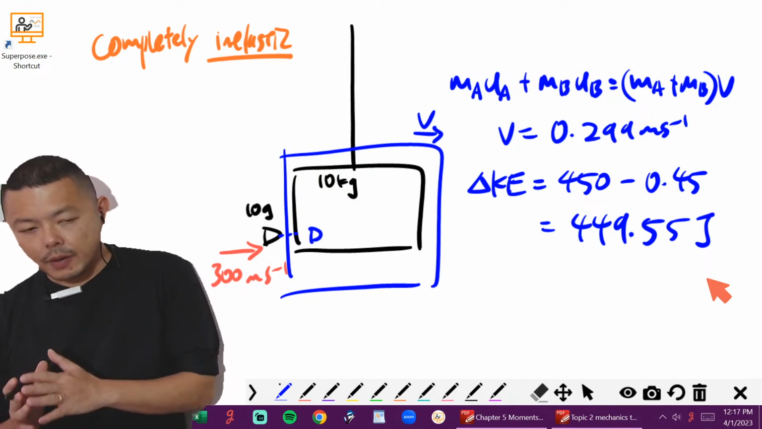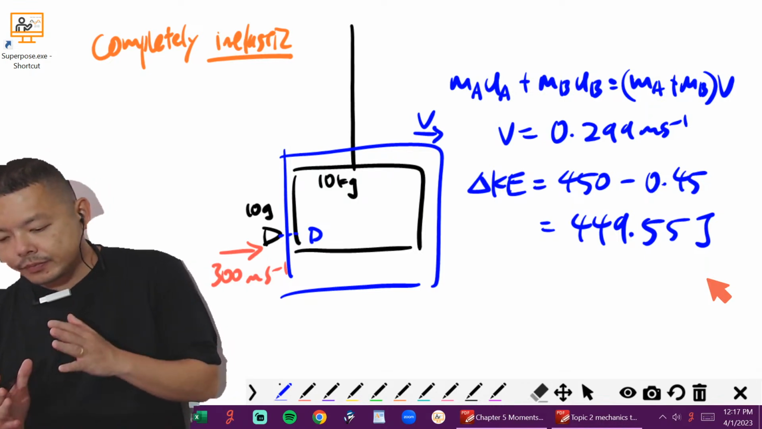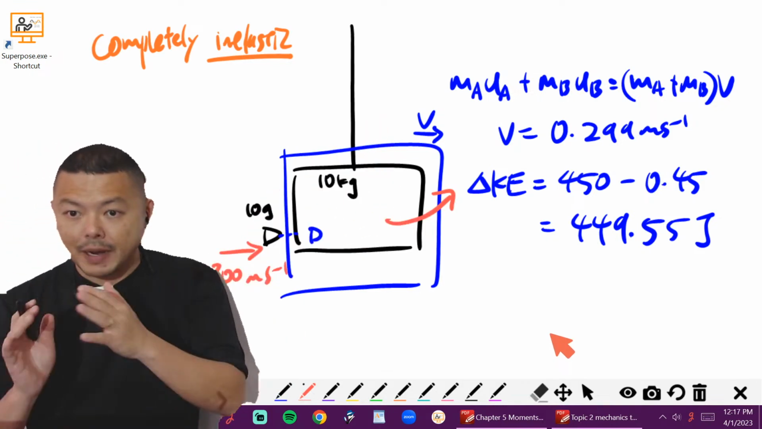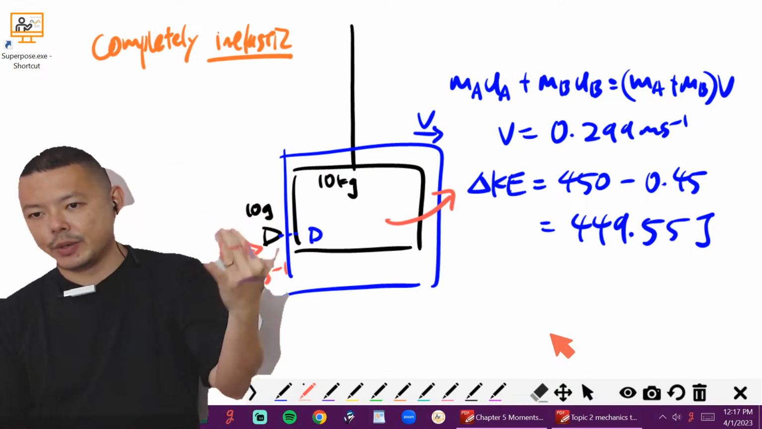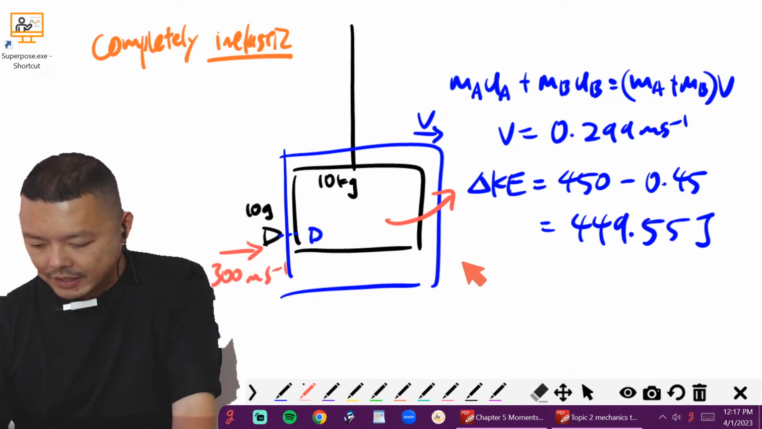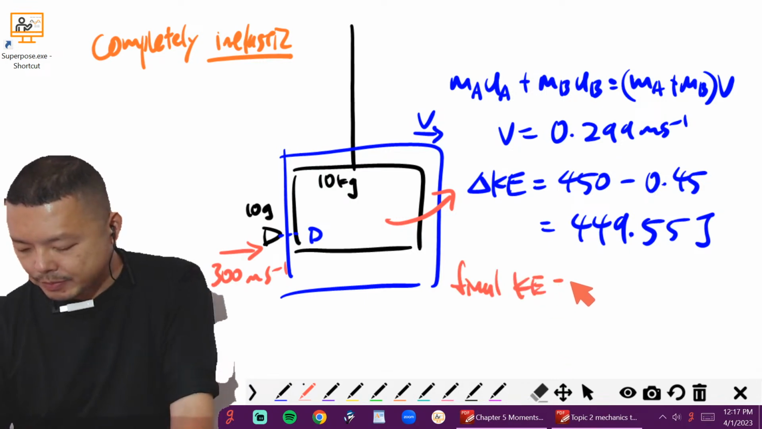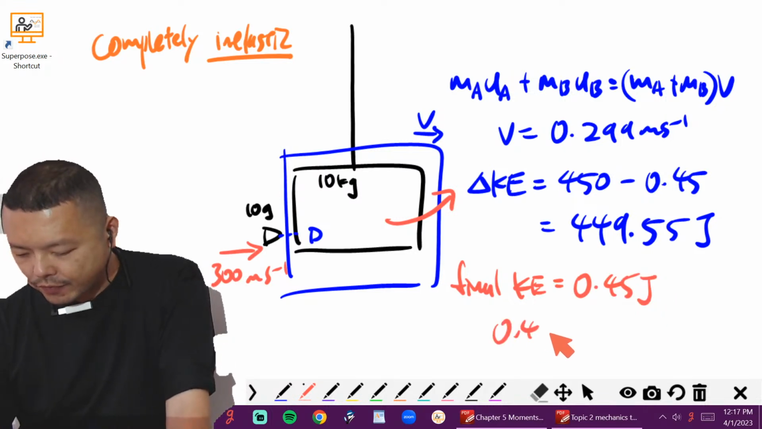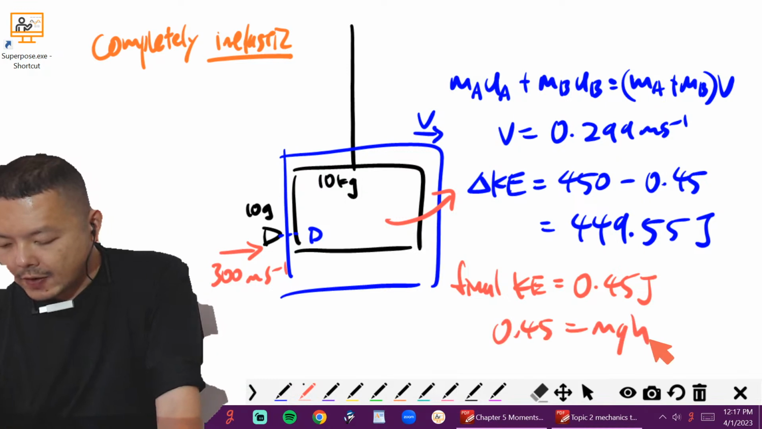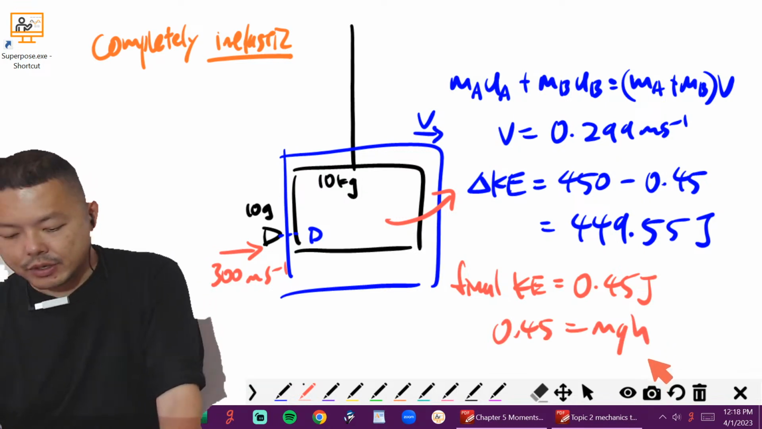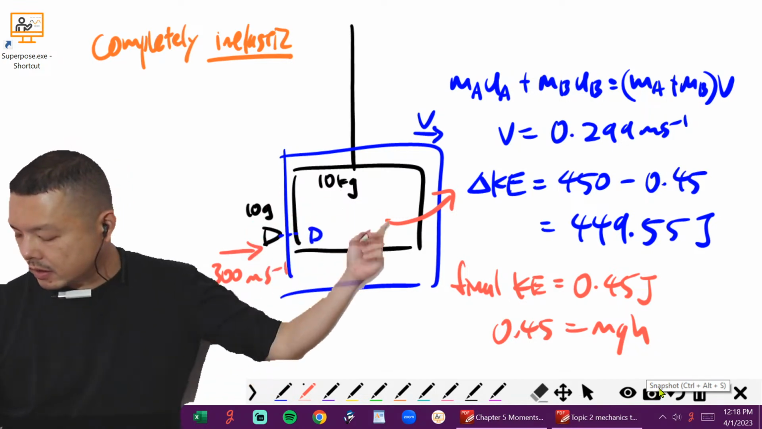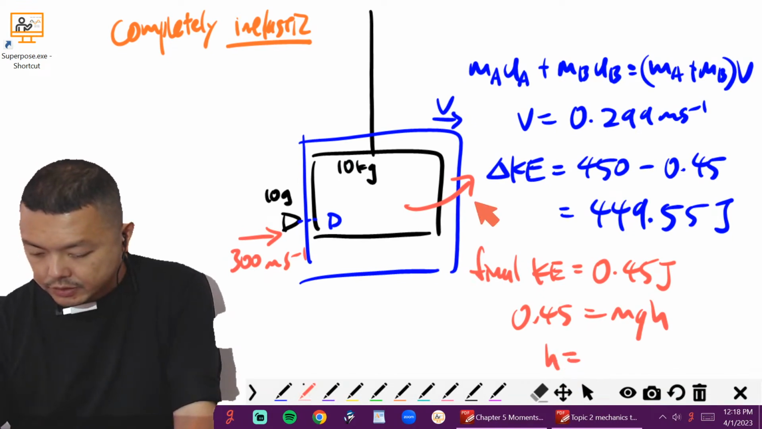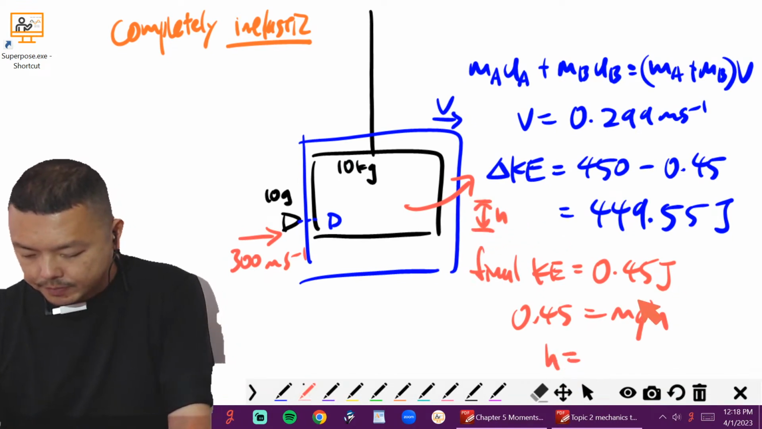On top of this, they're going to tell you that this thing here will swing upwards after impact. Then they will ask you, what's the maximum height it will swing up to? The final KE is actually very, very small, based on the numbers I've used. It's 0.45 joules only. So 0.45 joules equals mgh, and this m is the combined mass, 10.01 kg, so the h is not going to be a lot. So your job is to find out what's the height that it swings up to.